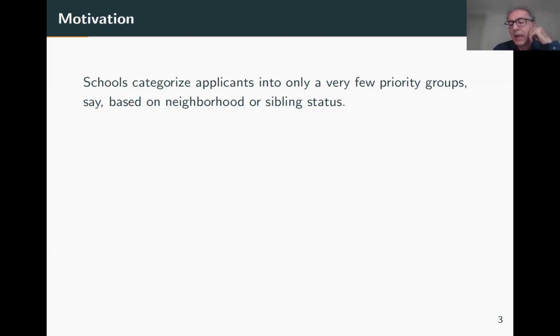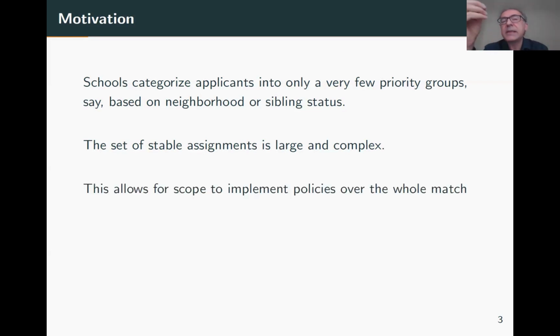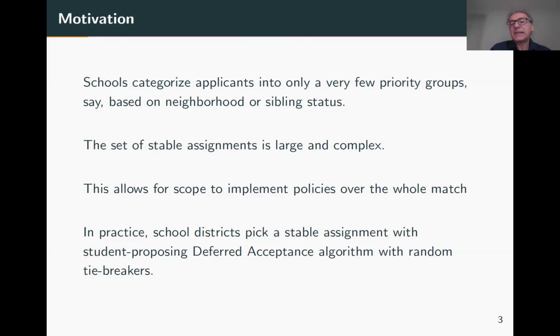Well, this actually creates a very large and complex set of stable assignments. And this allows for scope to implement policies over the whole match. That's what we are after. We are going to look at the whole set of stable assignments, and we are going to try to pick one that optimizes other types of policies, that maximizes the total sum of match quality. And in practice, this has never been done systematically before.